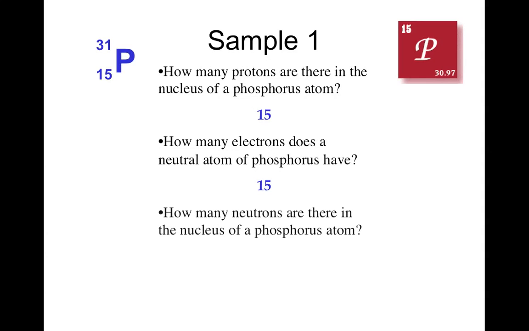And finally, how many neutrons? Well, this one we have to do a little math where we take the atomic mass, 31, minus the atomic number, which equals 15. And we should get 16 as our answer.